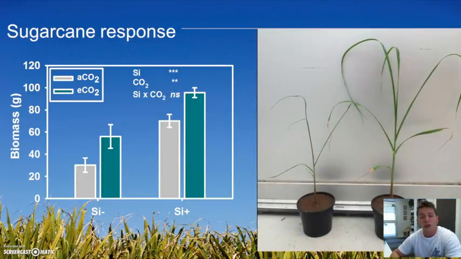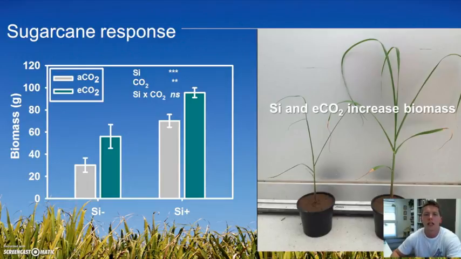And this image here is just looking at 2 sugarcane plants. And this is just after a couple of weeks of growth. And the one on the right-hand side is supplemented with silicon, while the one on the left is not. And you can clearly see a difference even at this early stage of their growth. So from this, we can take home that silicon and elevated CO2 increase overall biomass.